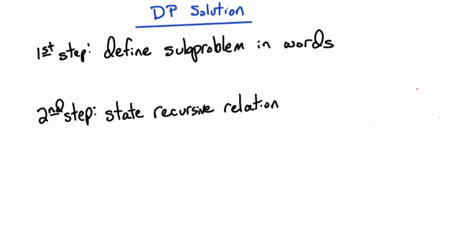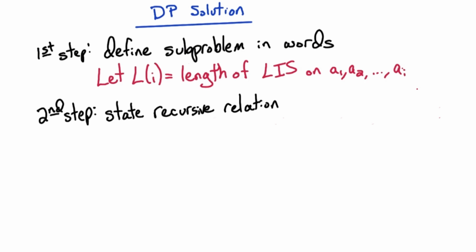Now let's follow the first step in our recipe. We want to define the subproblem in words. Our first attempt is always going to be to use the identical problem on a prefix of the input. In this case, that means we're going to look at the longest increasing subsequence on the first i elements of the input array. Therefore, we're going to make a new function, L, which is the length of the longest increasing subsequence on the first i elements of the input.